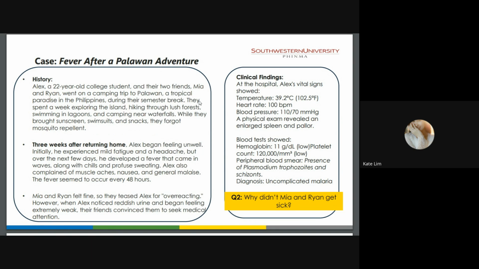So number one, there's no exposure to infected mosquitoes. So it is possible that Mia and Ryan were simply not bitten by mosquitoes carrying the Plasmodium parasite. So even in endemic areas, not everyone gets exposed to the infected mosquitoes, di ba? Remember what I told you? If you're being asked of the mode of transmission, you always indicate the bite of an infected female Anopheles mosquito, because not all Anopheles mosquitoes are actually infected.